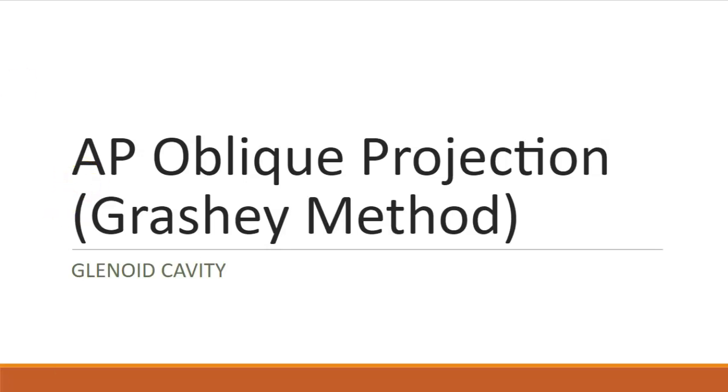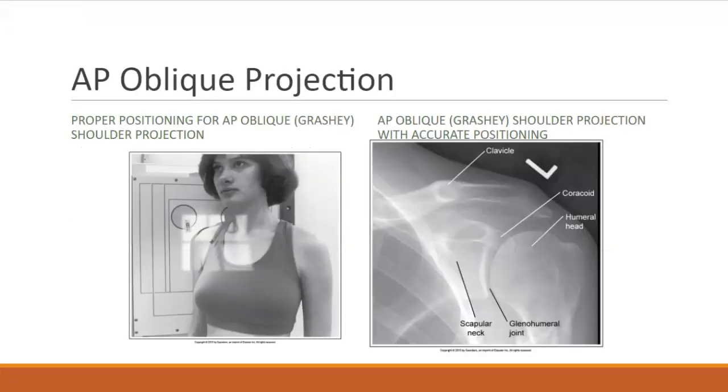So let's move on to the Grashey method. Image analysis guidelines for the AP oblique projection of the shoulder. The Grashey method states that the glenoid cavity should be demonstrated in profile and the glenohumeral joint space should be open. One third of the coracoid process should superimpose the humeral head.